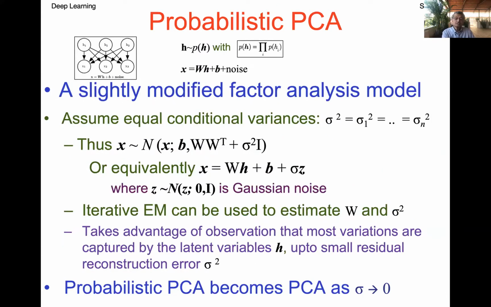Similarly, what about probabilistic PCA? The PCA we saw earlier on. This is a slightly modified factor analysis model. And it is saying x is again normally distributed with these weights W, the sigma squared I, the bias b, or equivalently x is equal to Wh plus b plus sigma z, where z is Gaussian noise. And iterative expectation maximization can be used to estimate W and sigma squared. And probabilistic PCA becomes PCA as sigma tends to 0.